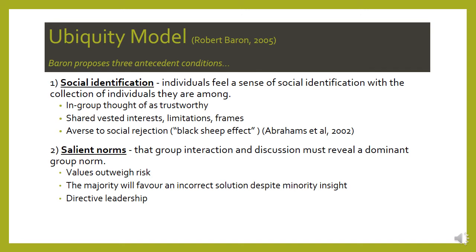It was really on, as I said, social location, social interaction, relational communication, and the ways in which people think and interact in different ways in the workplace, differently in 2005 from the 1970s. So these are the things that Barron identified. He identified three antecedent conditions.